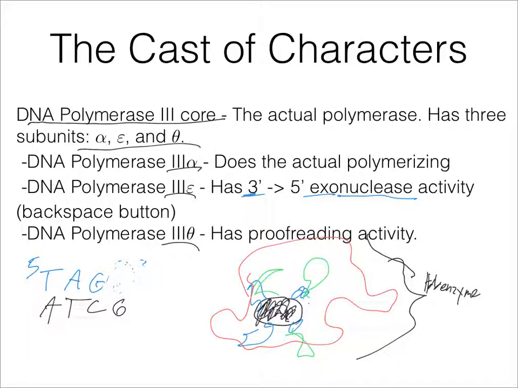Let's go ahead and remove that. It's basically a backspace button. And then we're going to put the right one down this time. So theta is going to detect incorrect base pairs. Epsilon is your backspace. Alpha is your main polymerase.